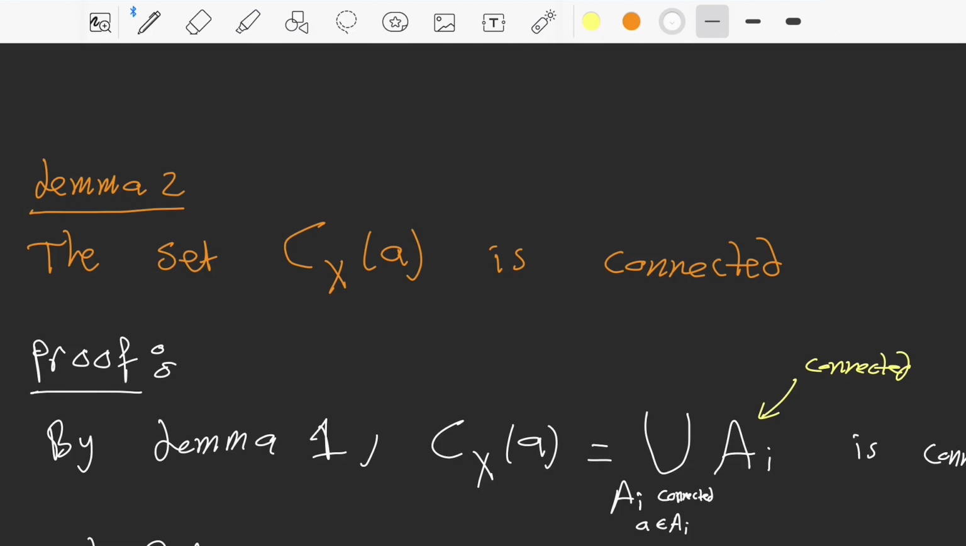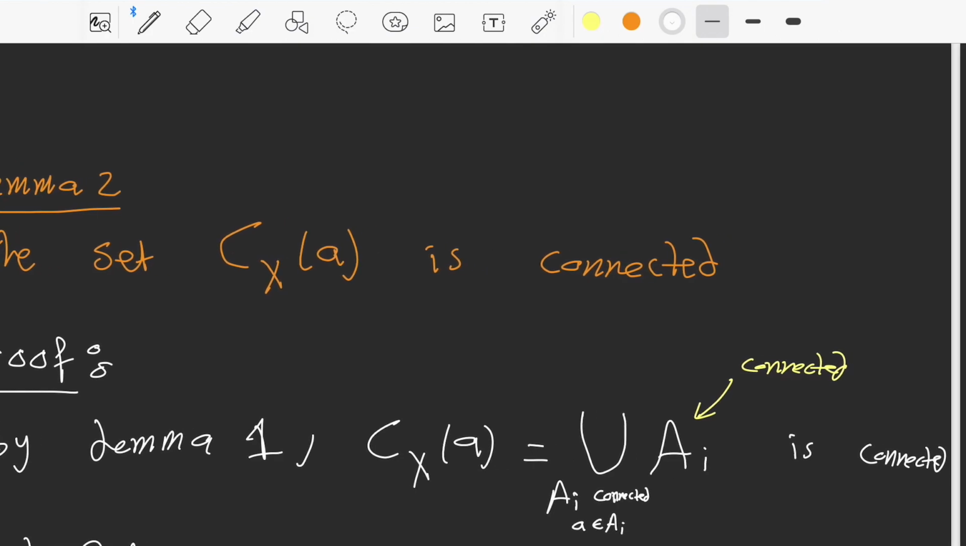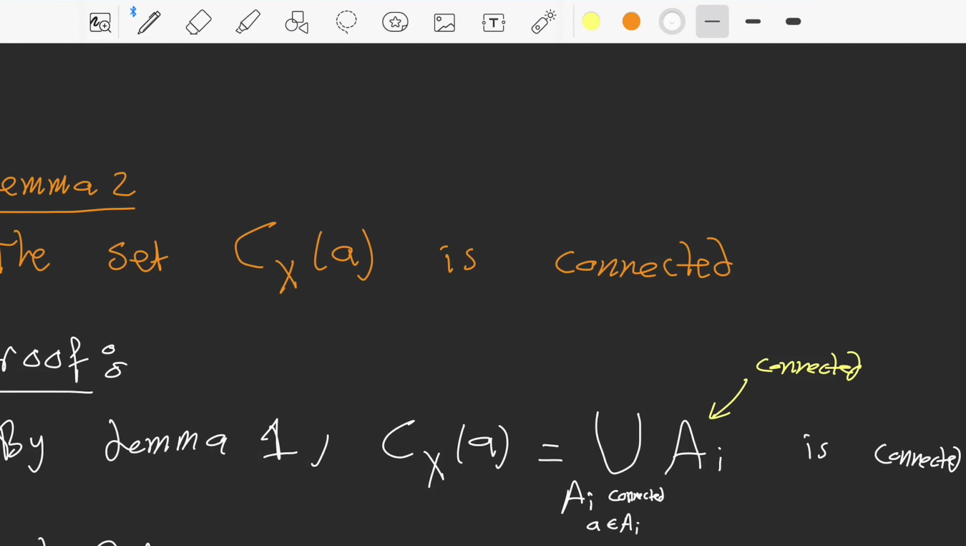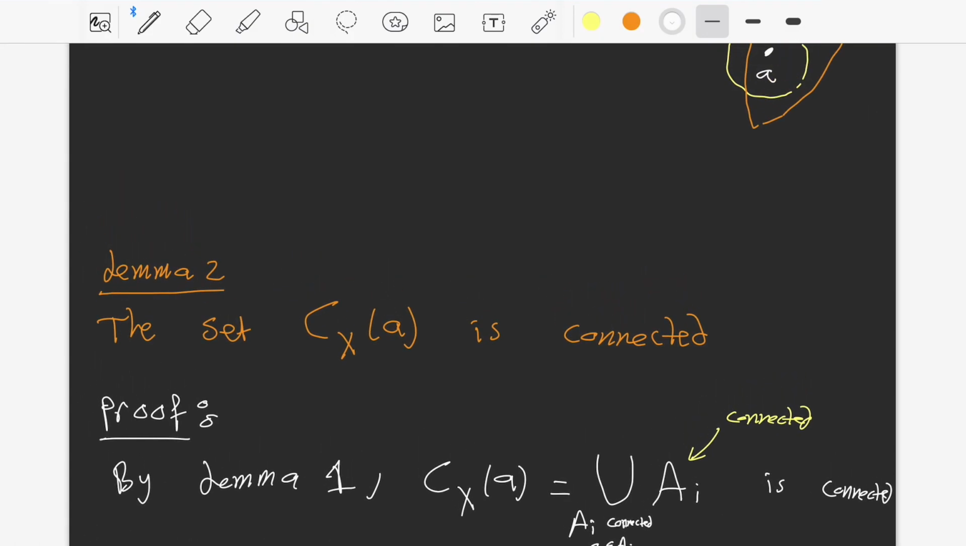So if A is in the intersection, this will be a non-empty intersection, and then if we take the union of connected sets with non-empty intersection, it will be connected. So this is the first part of lemma number 2. The first information about the connected component is that it is a union of connected sets, and it is also connected.